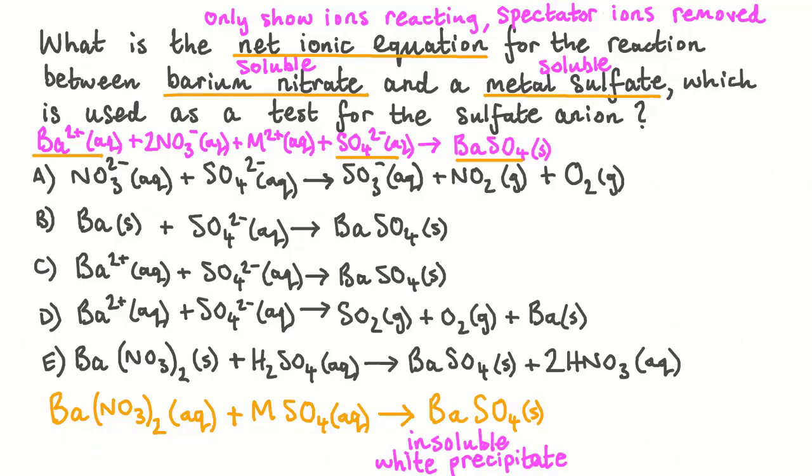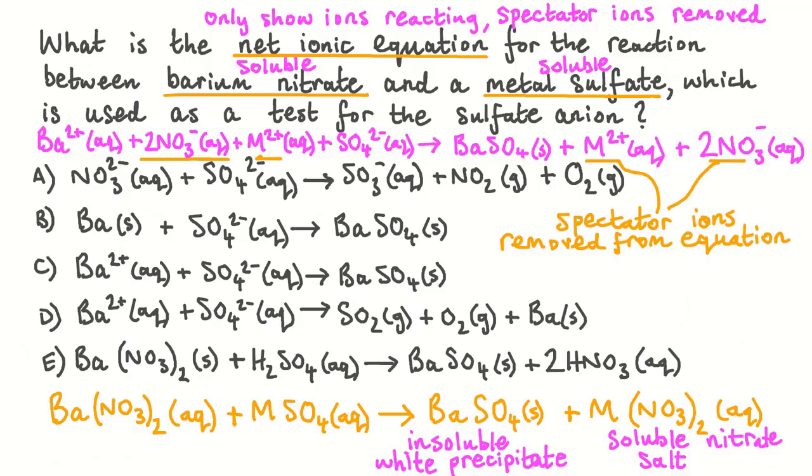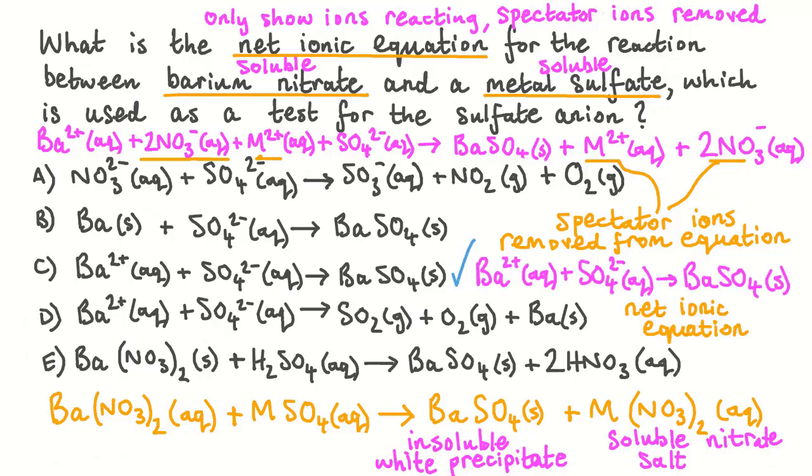The barium ions react with the sulfate ions to form insoluble barium sulfate. This is written BaSO4. The metal ions and nitrate ions form a soluble nitrate salt. As these ions are soluble, they can be added to the list of products in our ionic equation. The nitrate ions and metal ions are in fact spectator ions, and they can be removed from this ionic equation. This produces the net ionic equation, which exactly matches answer C with the correct state symbols.